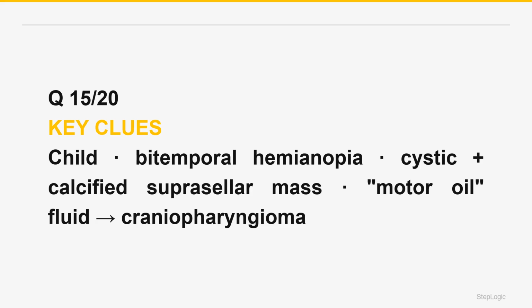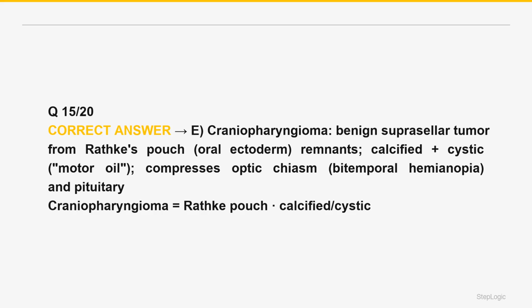This is a craniopharyngioma, the most common suprasellar tumor in children, though it has a second peak in older adults. It is benign but locally aggressive. Its embryologic origin is the key fact. It derives from remnants of Rathke's pouch, the oral ectoderm invagination that normally forms the anterior pituitary. Radiologically and grossly, it is cystic and calcified, and the cyst classically contains thick brownish machinery oil fluid rich in cholesterol crystals. The correct answer is E.